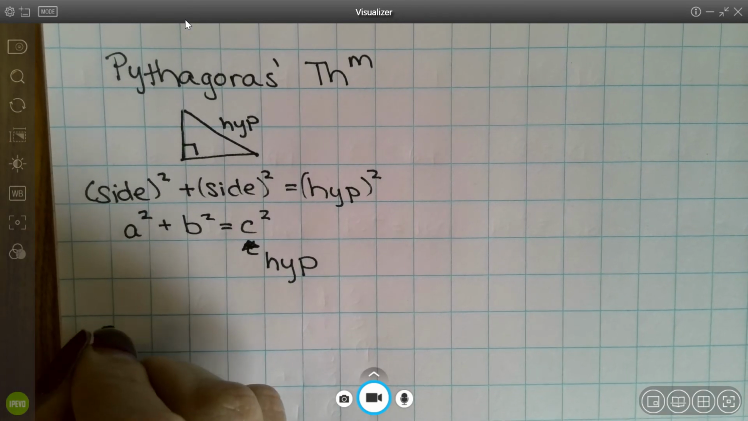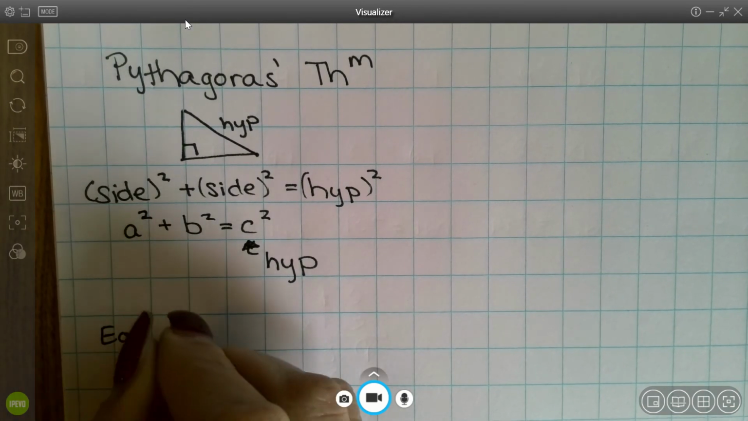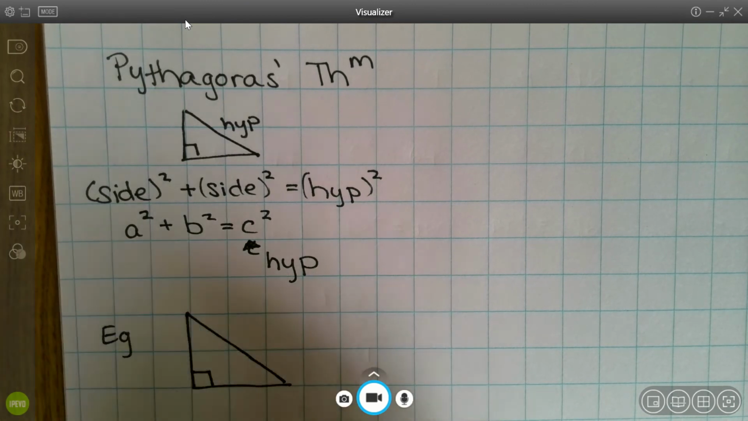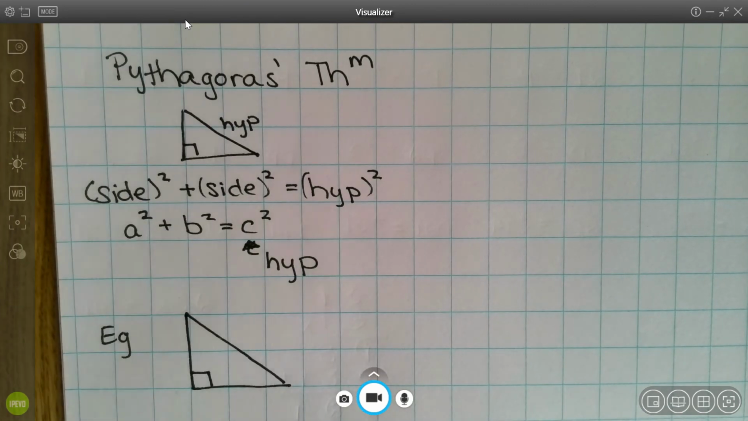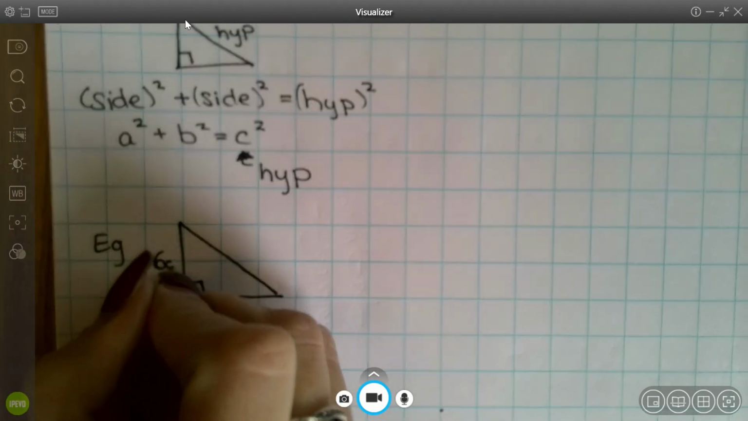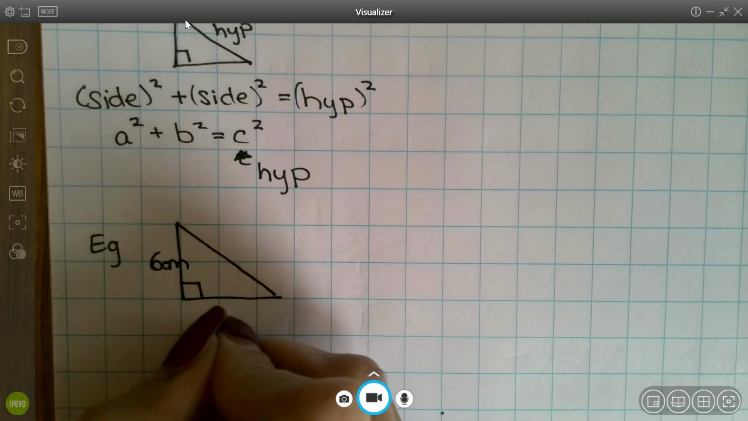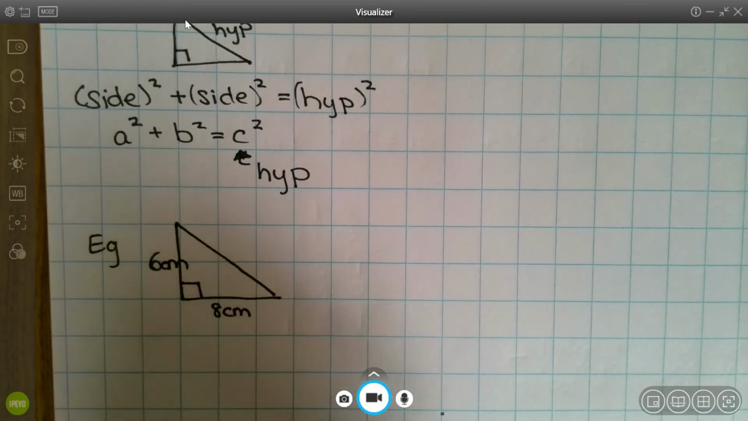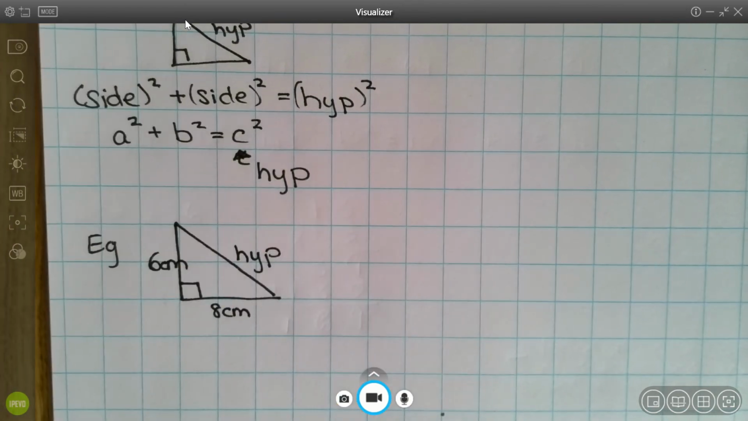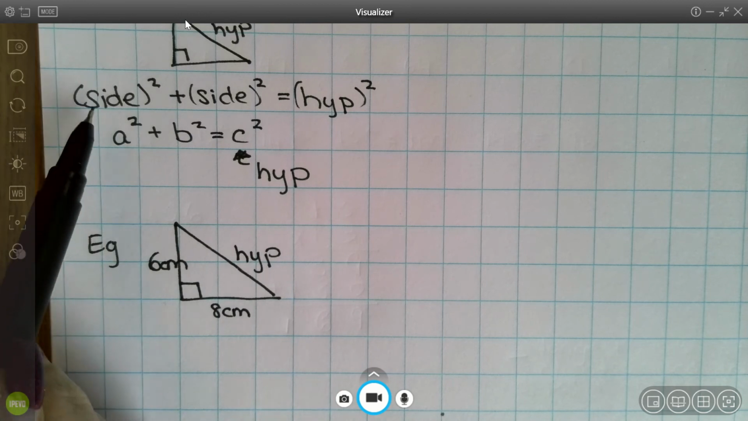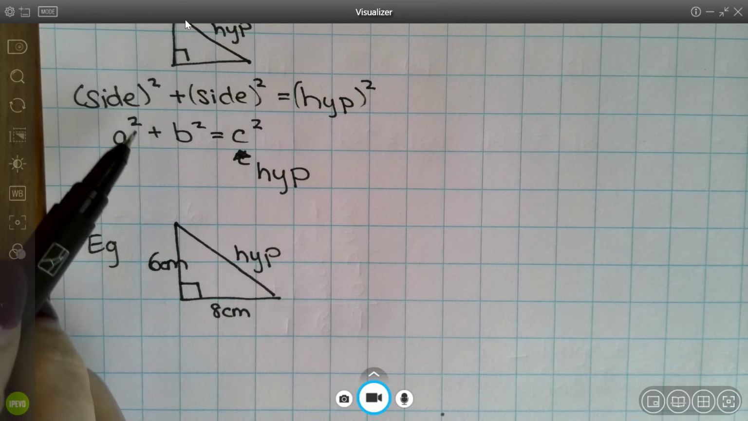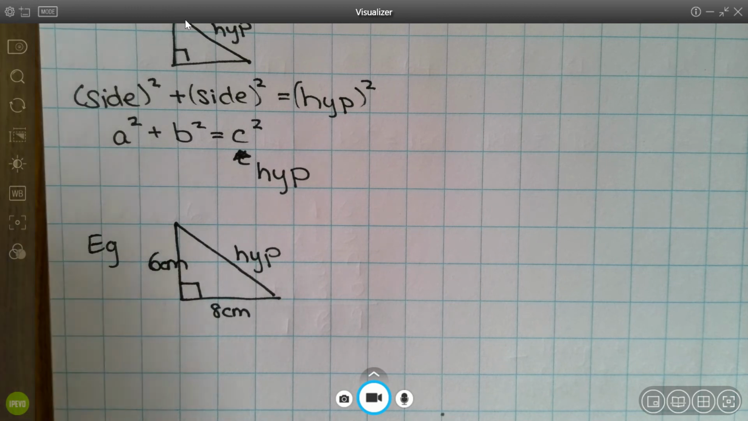So in our example, we have our right angle triangle, and I know that this is 6 centimeters, and I'm given that this is 8 centimeters. And they want me to find the hypotenuse. So I'm going to use the formula side squared plus side squared equals the hypotenuse squared, or a squared plus b squared equals c squared.